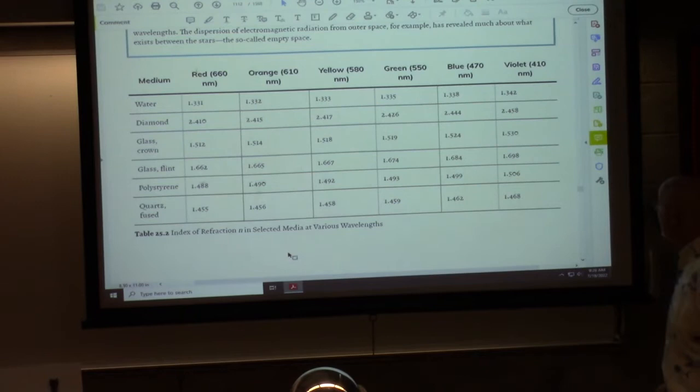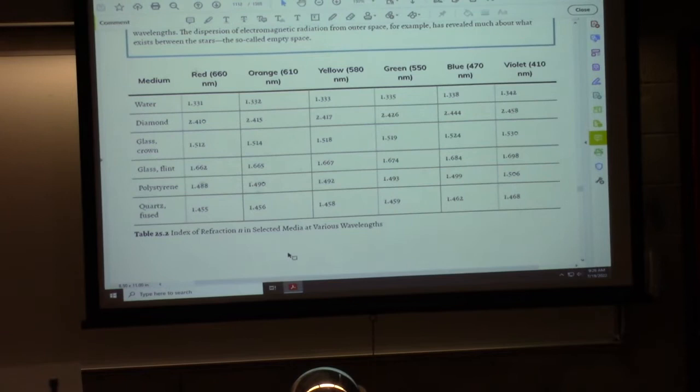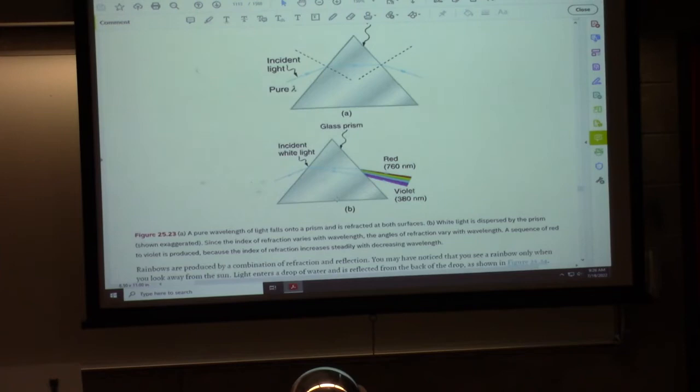All right. And so he's trying to say then, if you wanted to be a little more accurate here and figure out how much the light bends, here's our little prism.